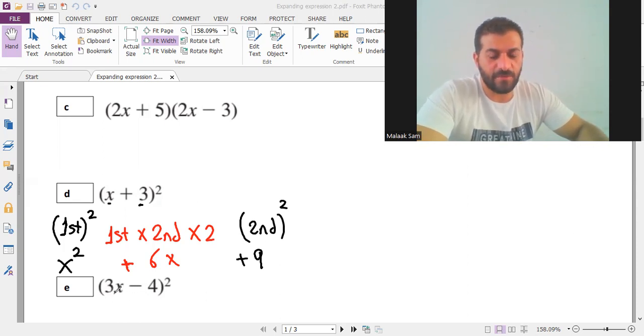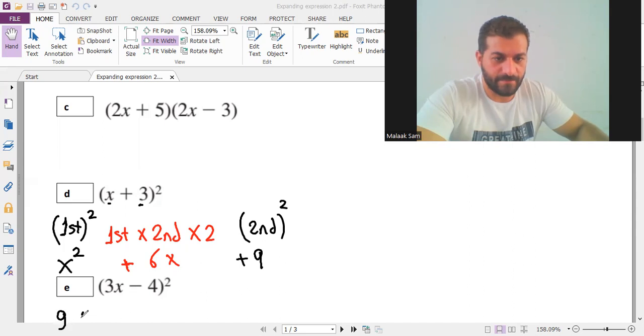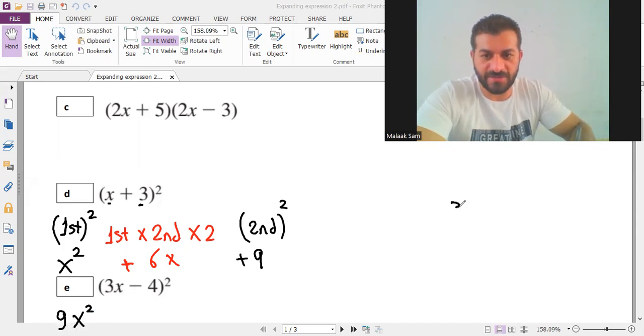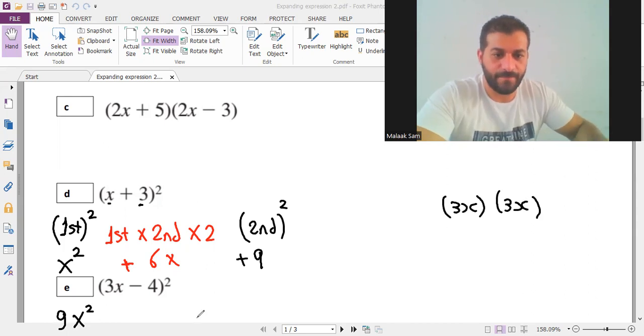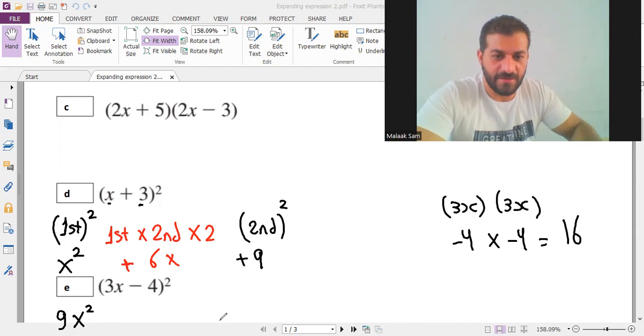So 3x multiplied by itself. I said the first square. So 3x multiplied by 3x will be 9, 3 times 3, 9, and x times x, x squared. So it's 9x squared. Why? Because I said 3x, the first, multiplied by itself. The second square is negative 4 multiplied by negative 4. Negative times negative is positive, and 4 times 4 will be 16. So we write at the end plus 16.